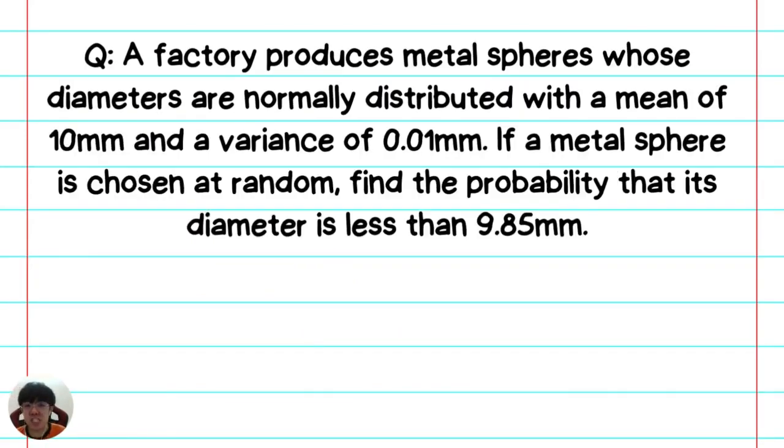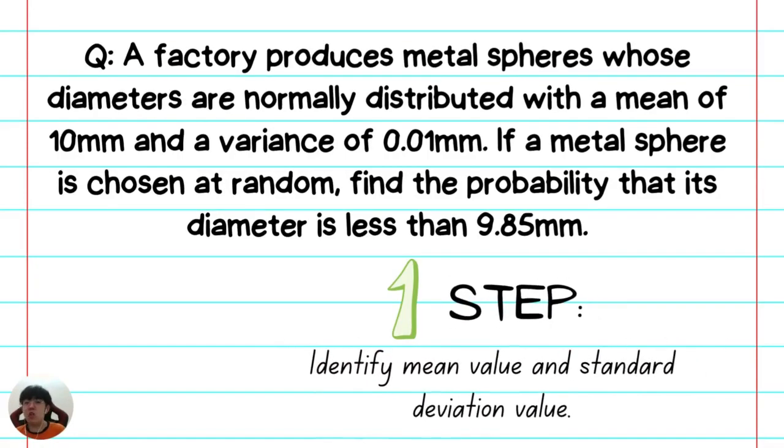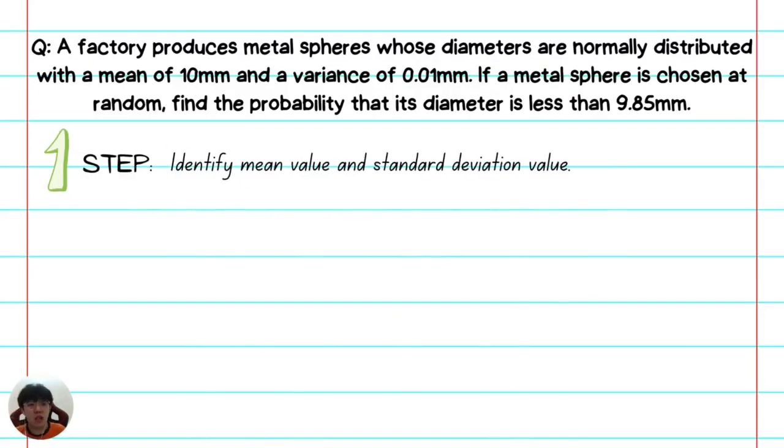A factory produces metal spheres whose diameters are normally distributed with a mean of 10 mm and a variance of 0.01 mm. If a metal sphere is chosen at random, find the probability that its diameter is less than 9.85 mm. The first step is we have to identify the mean value and the standard deviation value. So based on our question, the mean value is actually equals to 10 mm. But then how about standard deviation?